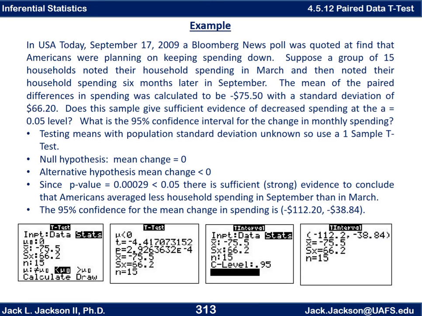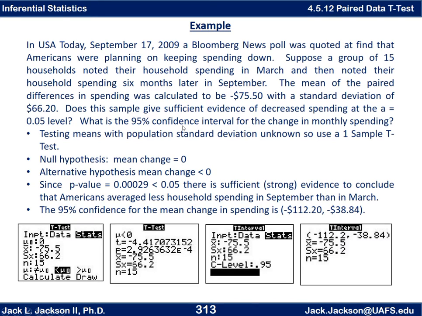So it's highly unlikely that you would see this big of a drop in average if this was just random variation within the sample. We knew it was going down some because of the differences here, but was it enough to be reasonably sure, beyond a reasonable doubt, that the change was due to a difference in actual behavior and not just a fluke of random sampling? And in fact, with this low of a p-value, we're very sure. We have very strong evidence to conclude that Americans average less in household spending in September than in March.